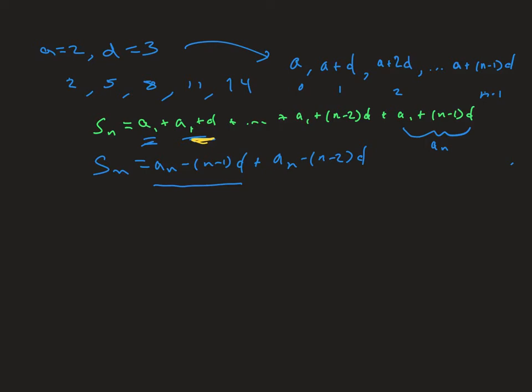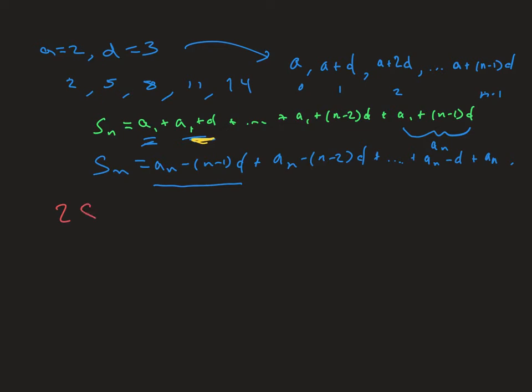And we can rewrite all of our terms like such, and we get to our last term. Well, let's write in our second to last term. It's going to be a sub n minus d, and our last term is just a sub n. So now we have two equations. Both are equal to s sub n, but one is in terms of a sub 1, and the other is in terms of a sub n. So what we're going to go ahead and do is add the two equations.